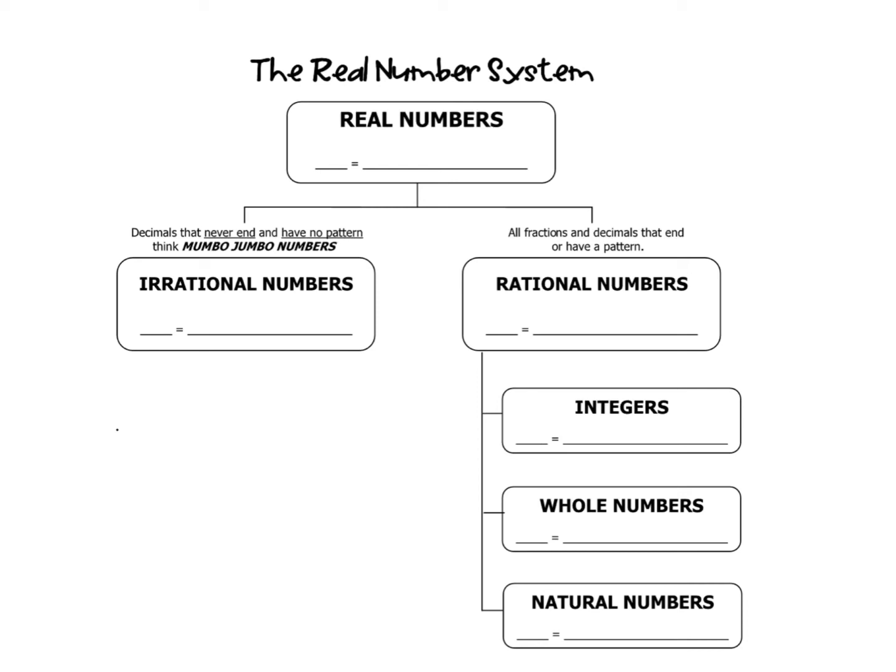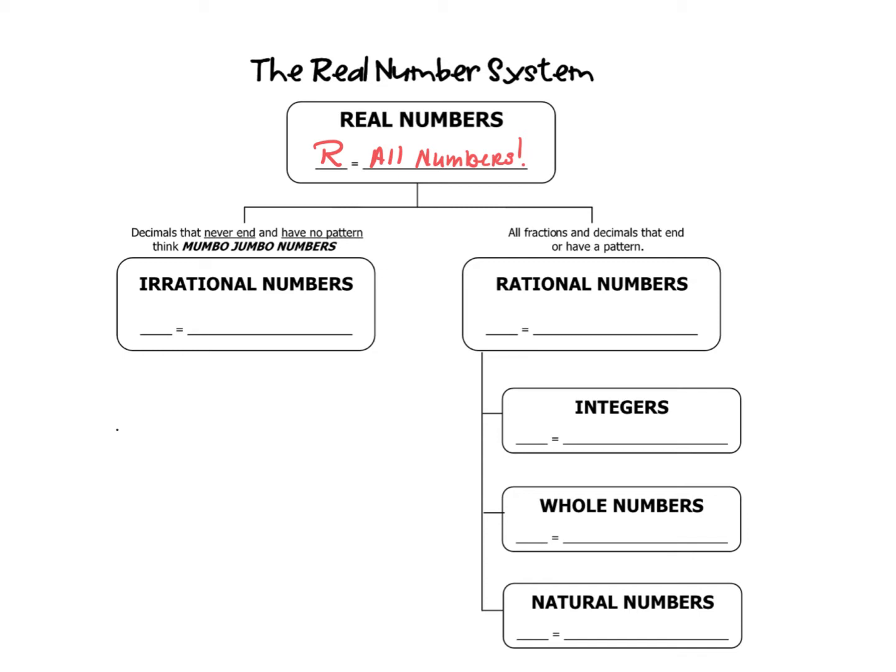Okay, let's talk about the real number system and those things that make up the real number system. First of all, the real number system symbol is the letter R, and it is all numbers. The real number system consists of all numbers.